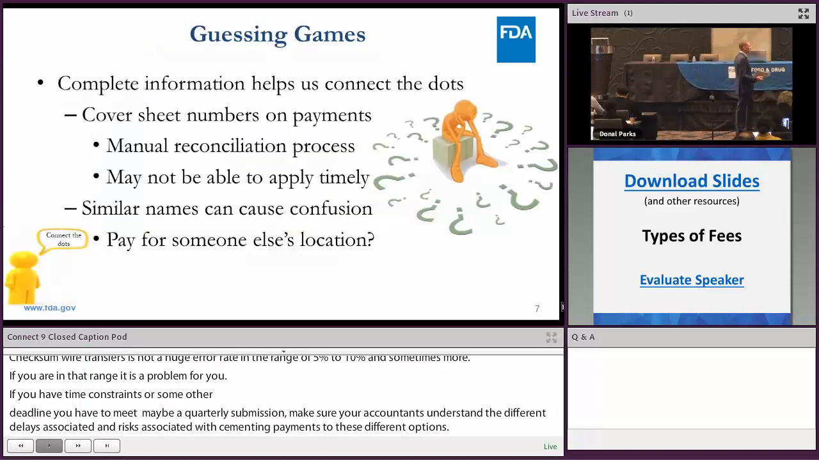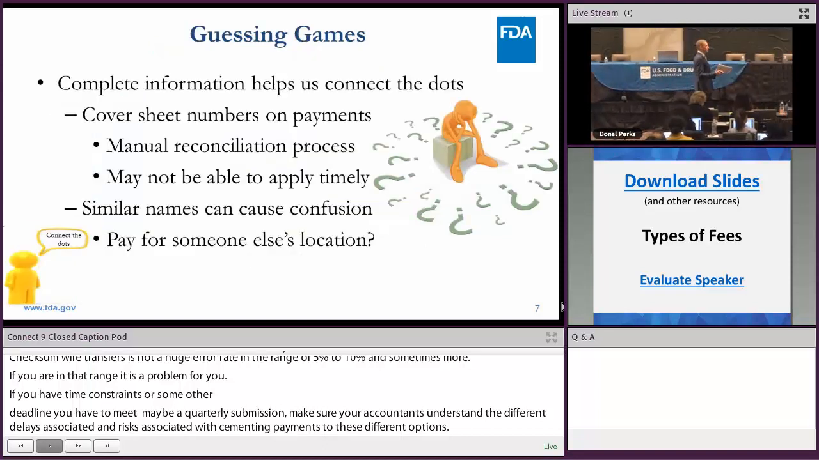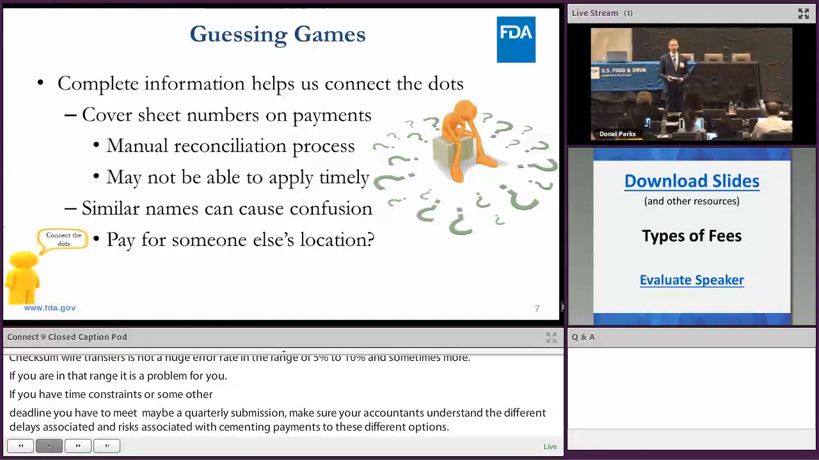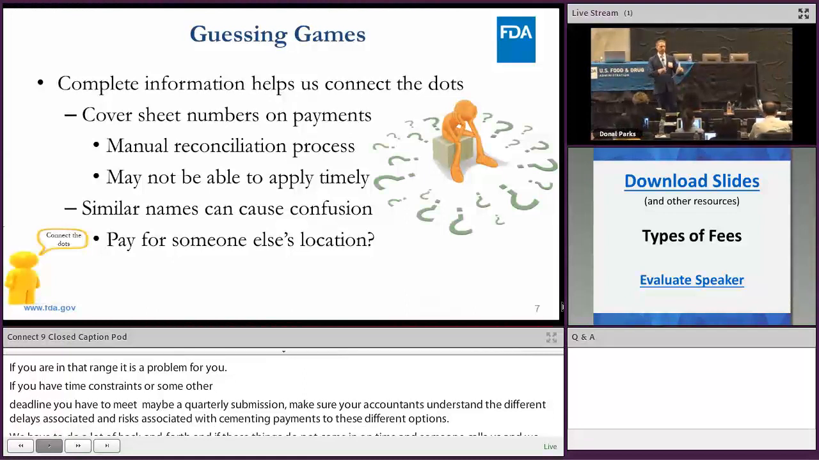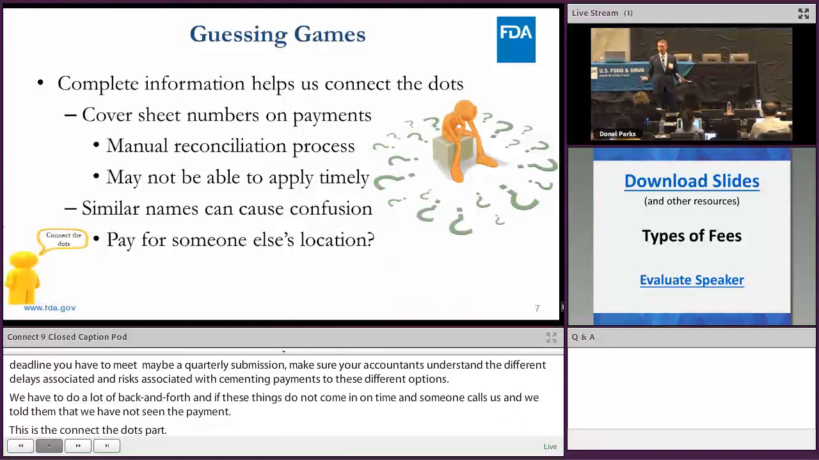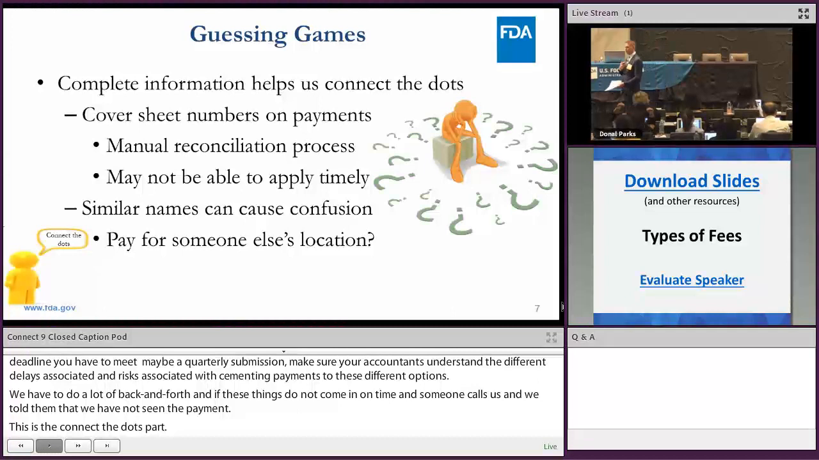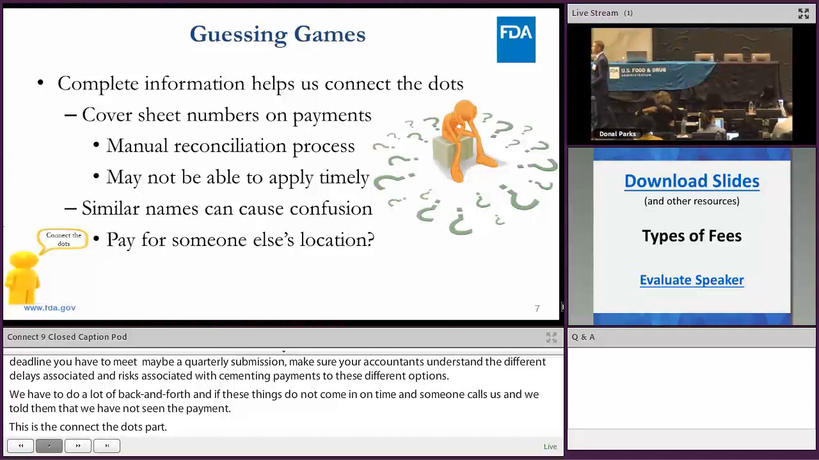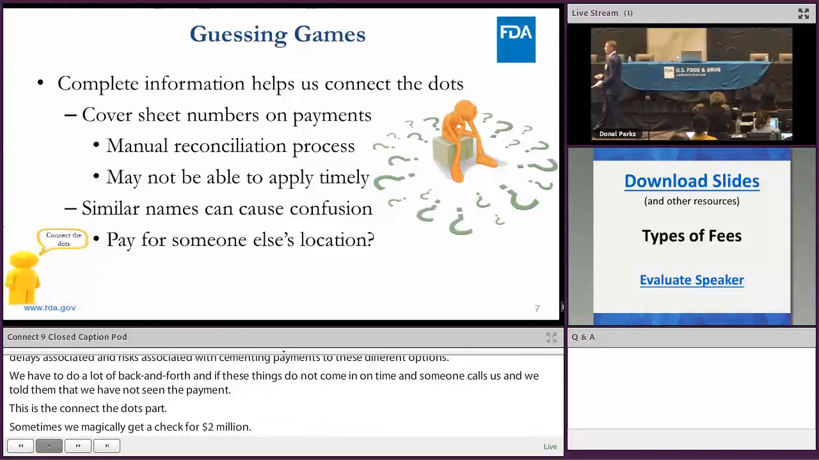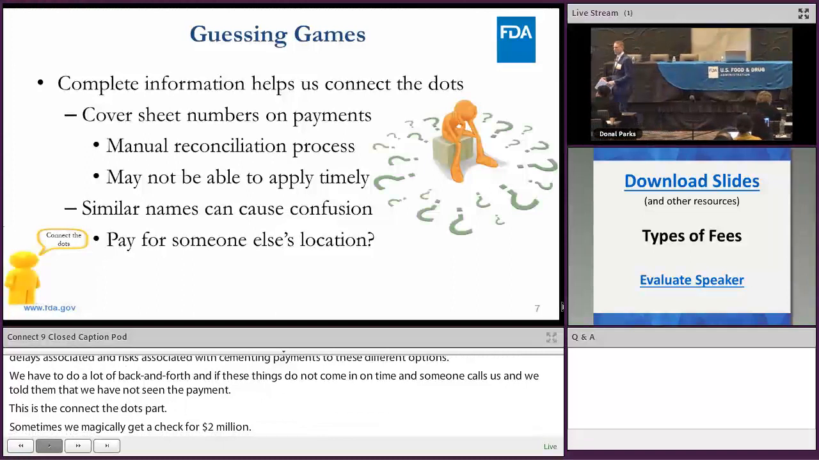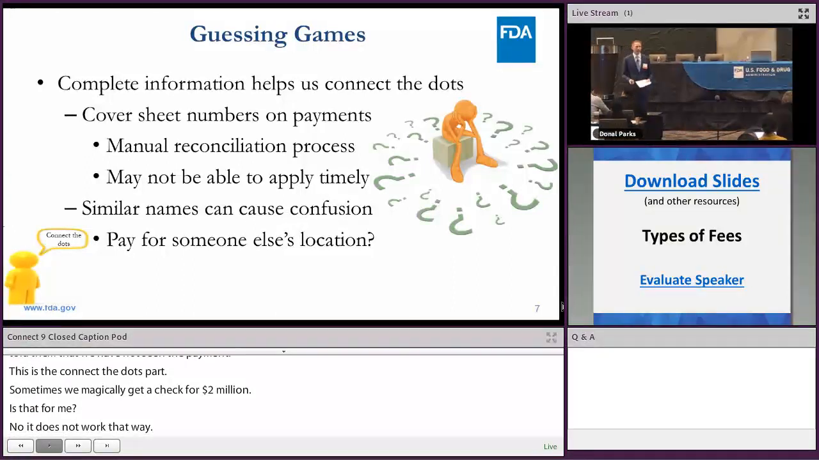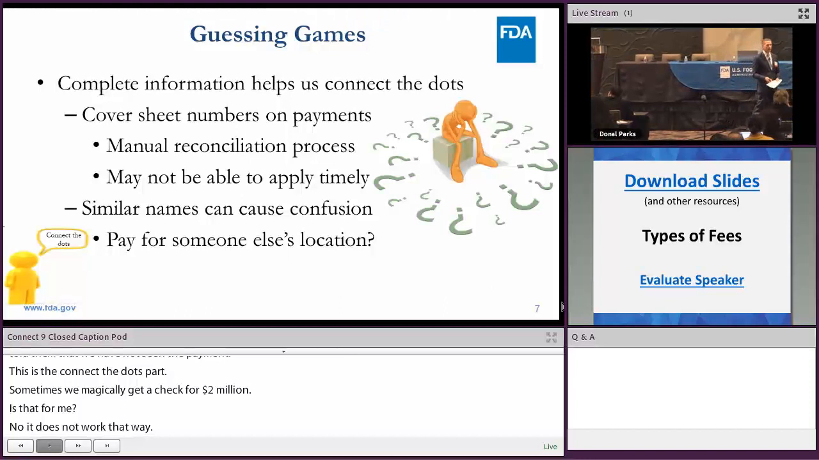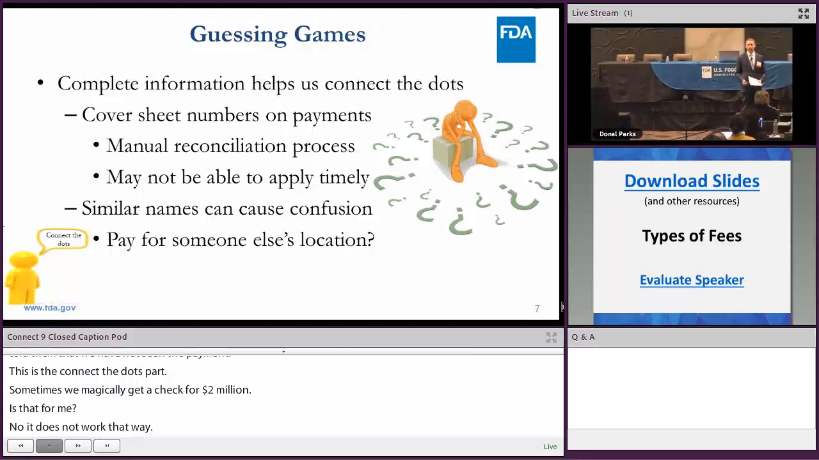Speaking of which, this is the connect-the-dots part. Sometimes we'll just magically get a check for $2 million. Bob Smith. Okay, is that for me? Can I take this? This is my slush fund? No, it doesn't work that way. So what happens is the accountants in our Office of Financial Management, which is where all the true accounting magic happens, have to do a lot of manual work to figure out what the heck this is supposed to be for. And so the basic message here is the more information you can provide about what the payment is for, the better off we'll be.